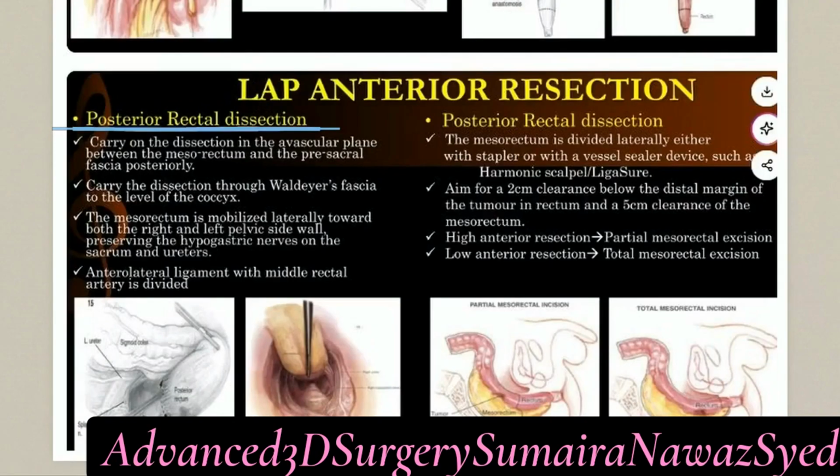This diagram shows the downward progression of the posterior rectal dissection. The surgeon carries the dissection through the avascular plane to the level of the coccyx. Depending on the height, the tissue is mobilized for a partial or a total mesorectal excision.